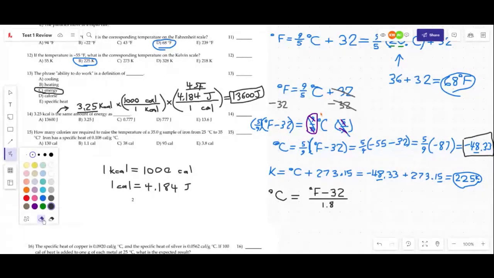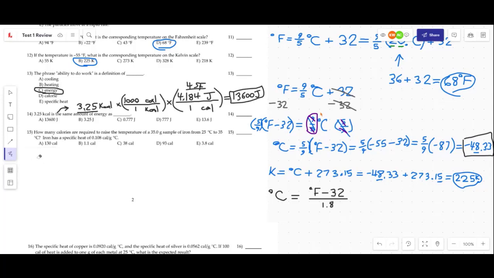One should note that this is an interesting side fact. The kcal is actually the same as the food calories that you see on your labels. Those aren't actually little c calories, those are kcals. All right. So let's go ahead and take a look at number 15. By the way, if anybody wants to skip ahead to later problems, please feel free to let me know. That's totally fine. We can definitely jump ahead. All right, so 14 would be A, 13,600.